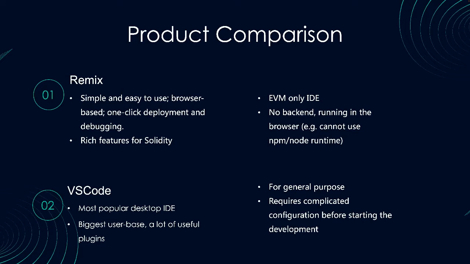So for VS Code, obviously, it has the biggest user base, so there are a lot of useful plugin extensions, including a lot of blockchain extensions, like the Solidity grammar checker and Solidity extension. But the downside is that, first of all, it's a desktop IDE, so it's not very easy to use compared to the cloud-native IDE. You need to install it, and you also need to install a lot of dependencies, for example npm, before you start your programming for the Dapps and the smart contract.